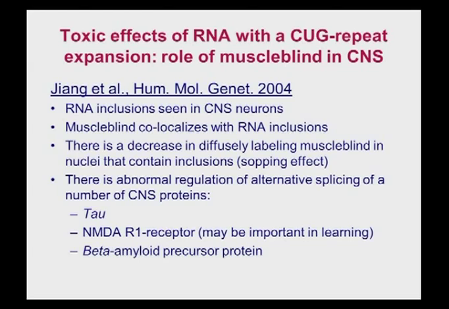But just to reiterate some of the brain-specific proteins that are affected by the alternative splicing, including tau, the NMDA receptor, which may be important in learning function. It's very heavily expressed in the hippocampus. This may be more important in congenital myotonic dystrophy, perhaps, than it is in the adult form. And then the beta amyloid precursor protein, which we know is involved in Alzheimer's disease, but doesn't really seem to accumulate in patients with DM1 or DM2.